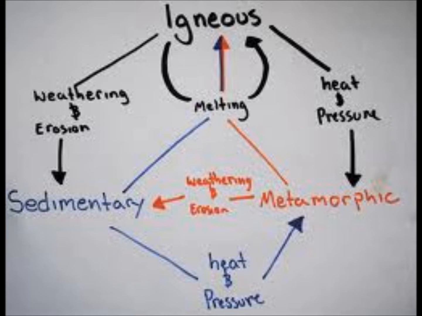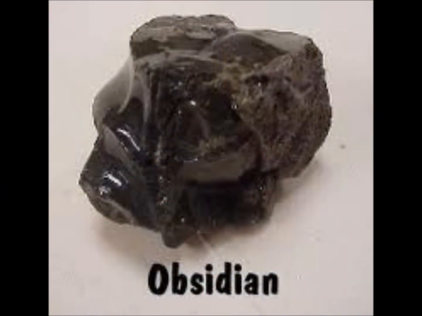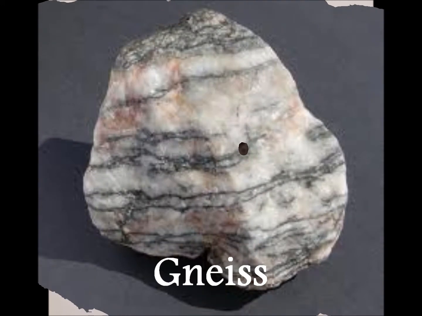We learned that different rocks can often be easily identified by what they look like. This obsidian is glassy, and we know that it is because it's igneous. It has to be melted down and cooled. Then we have this nice piece of gneiss. We learned how this is a metamorphic rock, and we can even see the striations, or the lines in it, form from where it was squeezed together with a lot of pressure.